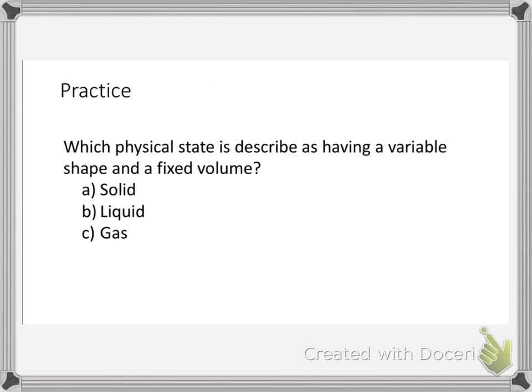So here's a practice question. I encourage you to pause and then answer the question, and then I will give the answer. So go ahead and pause. So the question is, which physical state is described as having a variable shape and a fixed volume? So this would be liquid.